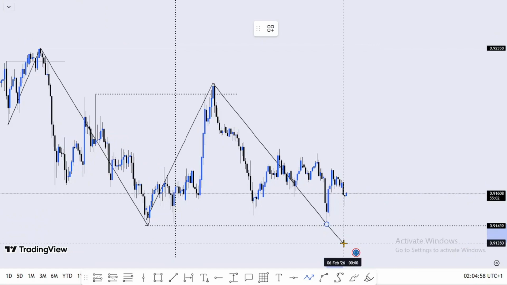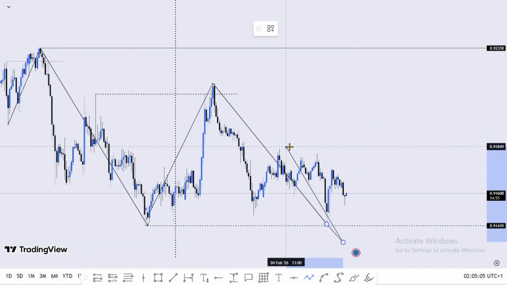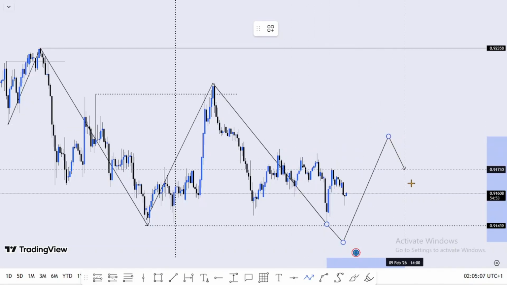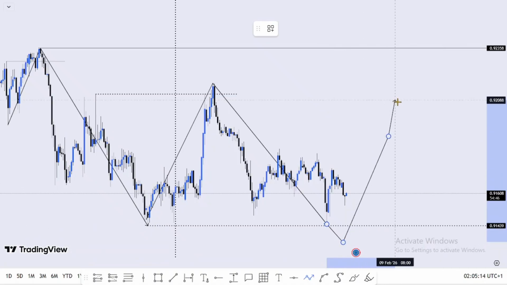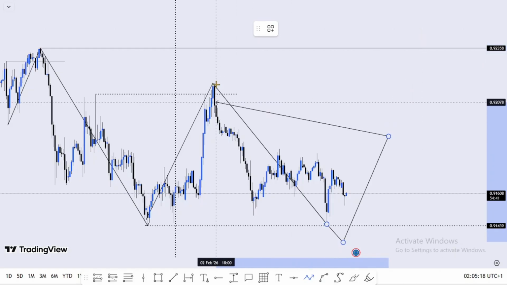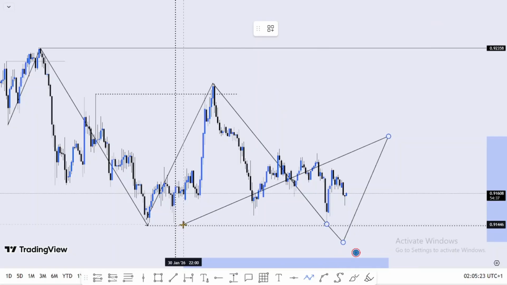Now, when price takes out transactional liquidity, the next thing we should expect is two things: either a retracement for price to take out structural liquidity once again and continue to the downside, or a reversal. If price breaks this low, it is a reversal. So that's two things. But whenever price takes out transactional liquidity, that's the catalyst for the retracement or sometimes a reversal.